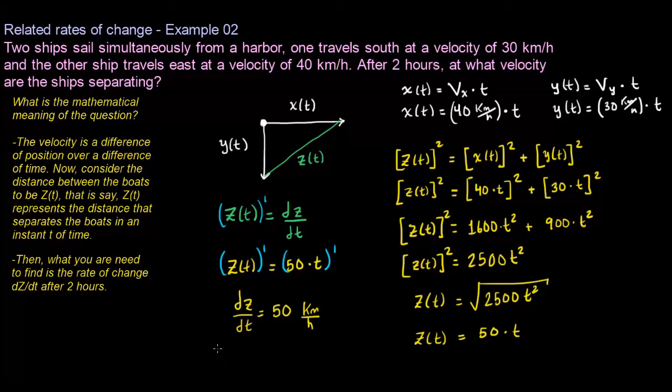In other words, I'm just going to write c prime. We are requested to find it after 2 hours, so c prime of 2 would be equal, in any case, to 50 kilometers per hour. And that would be the answer for this exercise.